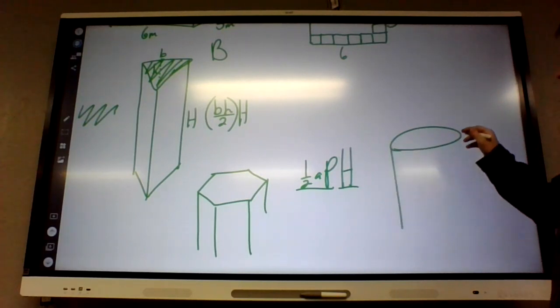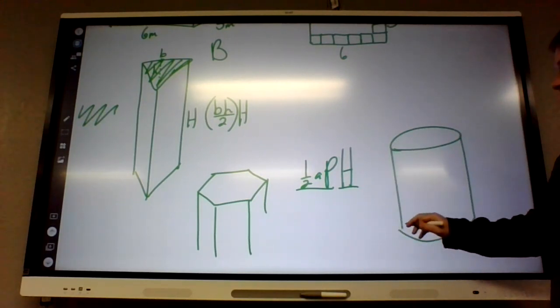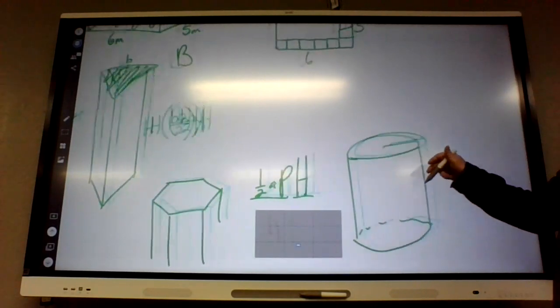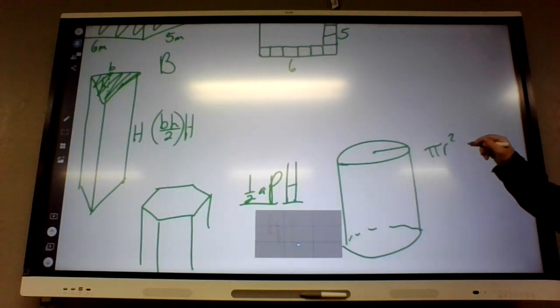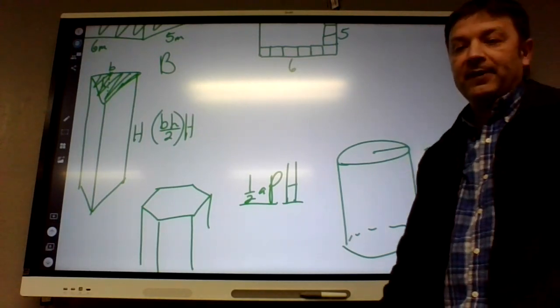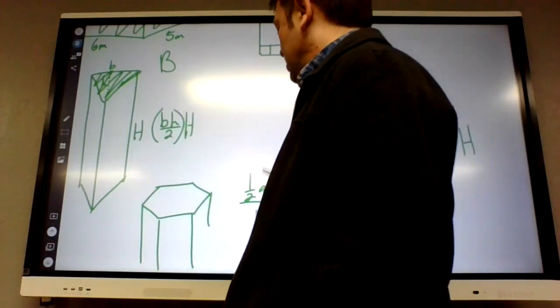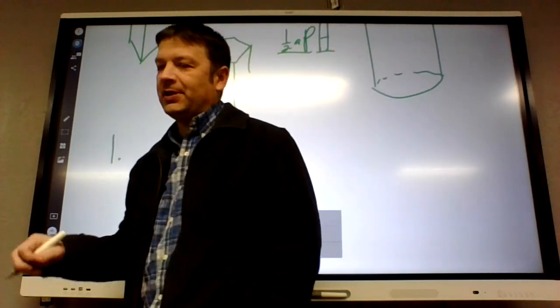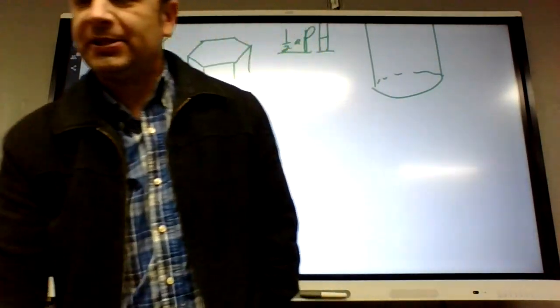So if it's a cylinder, what would we do? Pi r squared times height, because pi r squared is the area of the circular base, times the height of the cylinder. All right, number 1. Volumes are actually a lot easier than surface area. It's a little bit less work.